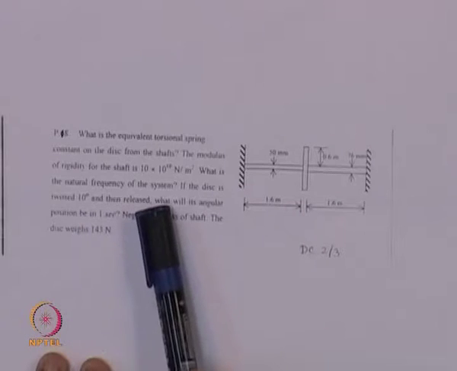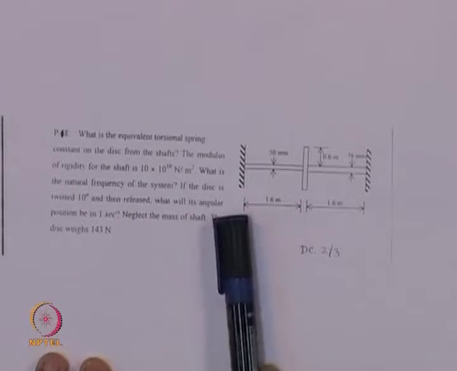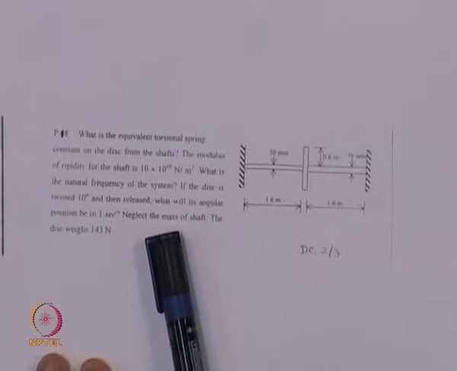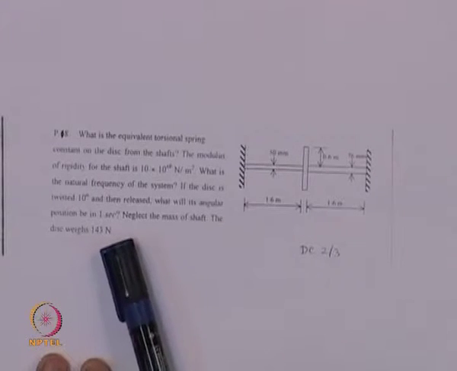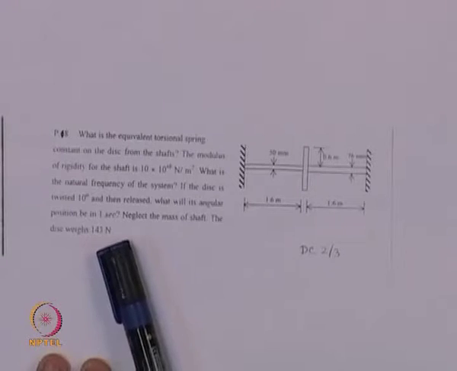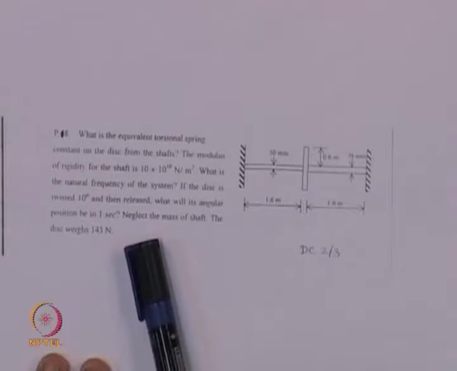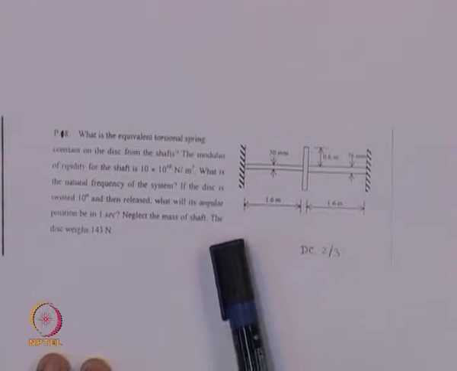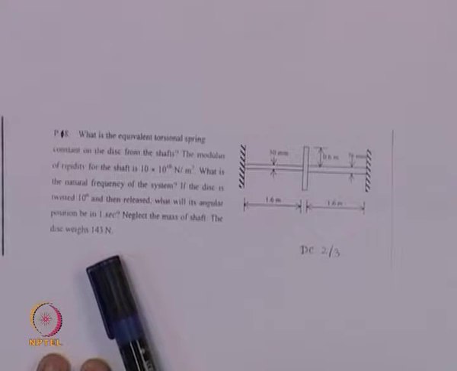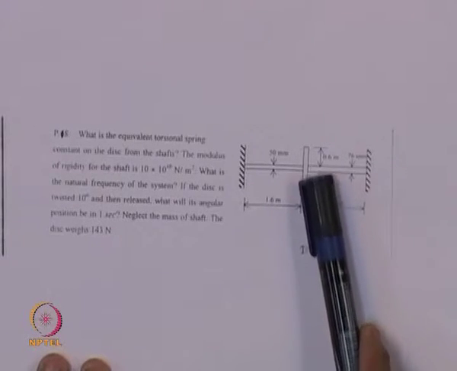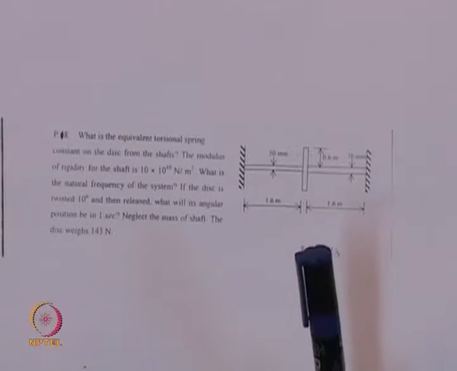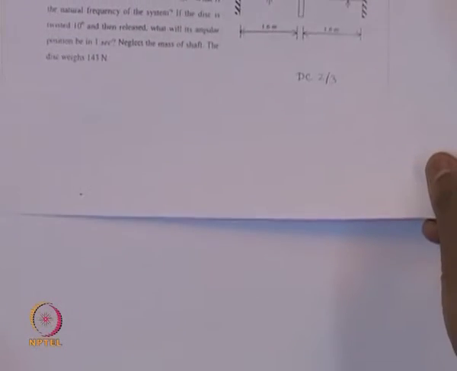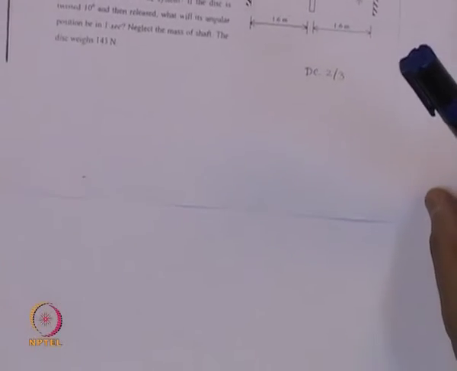What is the natural frequency of the system? If the disc is twisted 10 degrees and then released, what will be its angular position after 1 second of vibration? It is mentioned that we neglect the mass of the shafts. So, the mass of these two shafts can be neglected and the disc weighs 143 Newton. So, the weight of this circular disc is 143 Newton. How can we solve this problem for an undamped free vibration case?